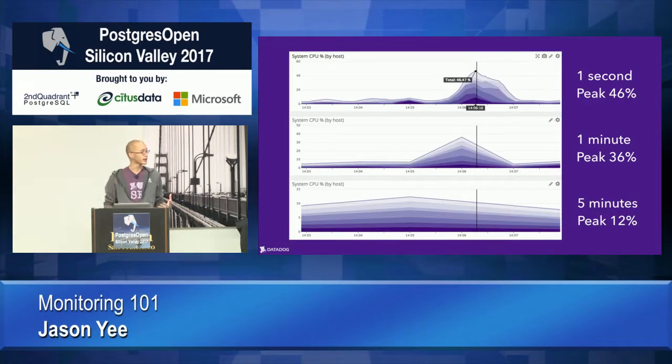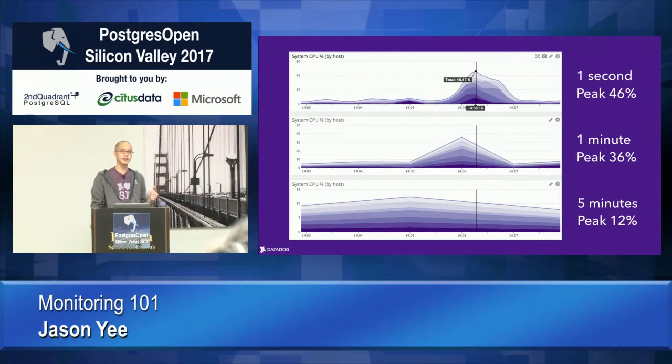So what does that look like? Well, a lot of the metric systems that people are building don't do full second granularity. They roll things up into 1 minute or even 5 minutes. And so that's what it looks like. On the top, we have a chart that's showing CPU usage, and it's spiking at 46%. And that's at 1 second granularity.